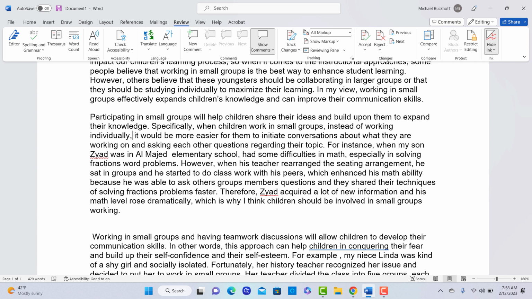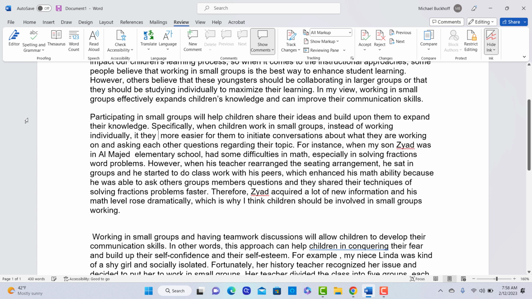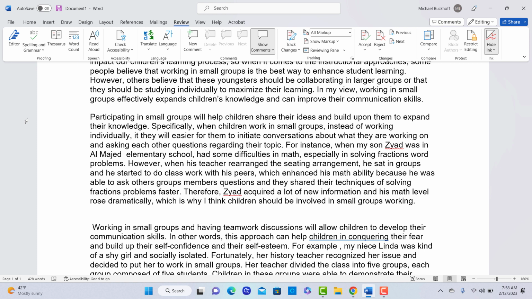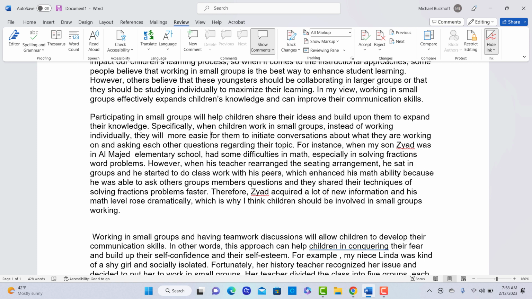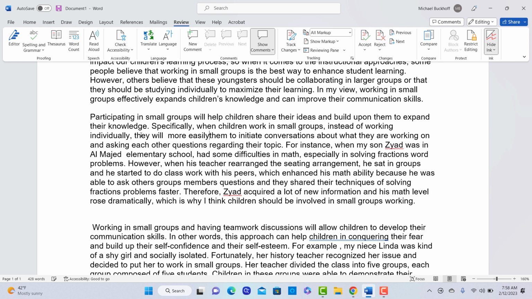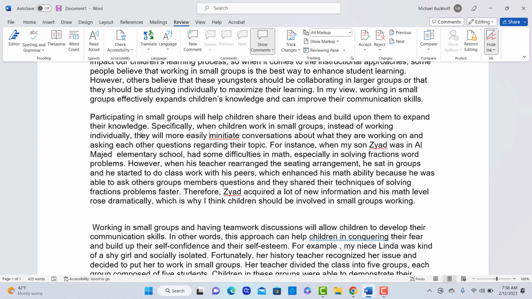Again, you're mixing. You have "when children work instead of working individually, it would be more easier." I'm going to get rid of "it" and just say "they." And you don't want to say "more" and then "easier," because the -er is comparative and then the "more" is also comparative. So there's no need to mark it twice, right? I'm just saying, so they will more easily initiate conversations about what they are working on.